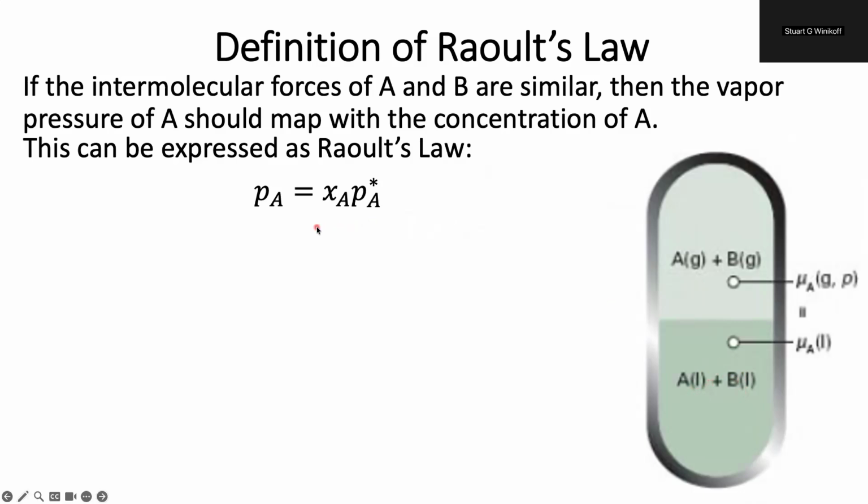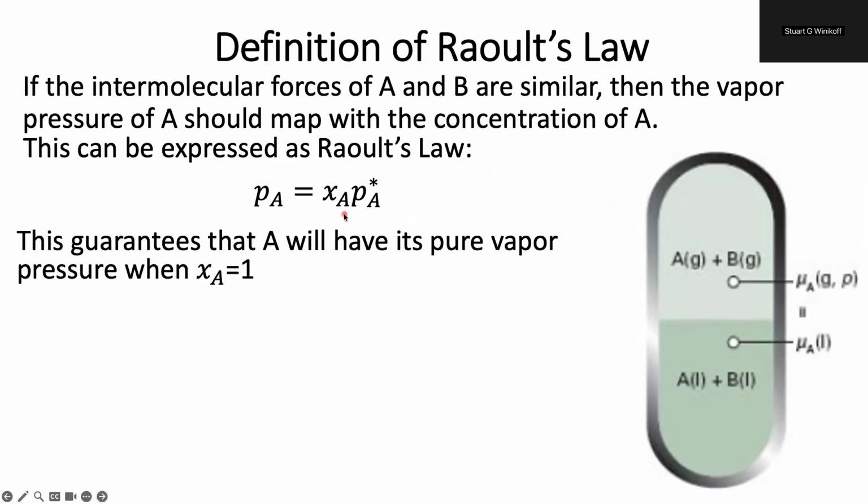So what we can then do is, if I have similar intermolecular forces between A and B as in between A and A, then the partial pressure should be given simply by the vapor pressure of a pure mixture times what fraction of that mixture is A. And this actually means it'll map onto reality fairly well. Because if I have a pure liquid, the mole fraction is 1, and the vapor pressure is the pure vapor pressure. Works great.